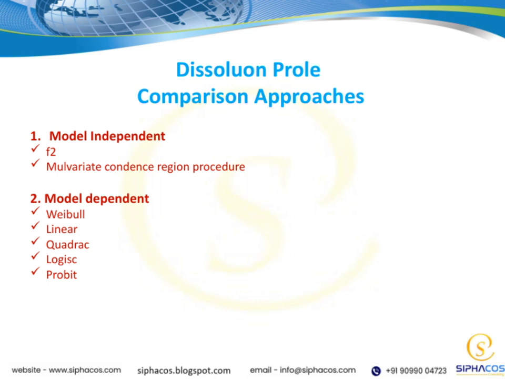Moving on to the model-dependent methods, these involve fitting the data to specific models. We have several options here, including Weibull, linear, quadratic, logistic, and probit models. Each of these models has its own way of describing the dissolution process, allowing us to analyze the data through a more mechanistic lens. Additionally, there are approaches that compare entire dissolution profiles, which can be tailored depending on the specific characteristics of the data and the goals of the analysis.